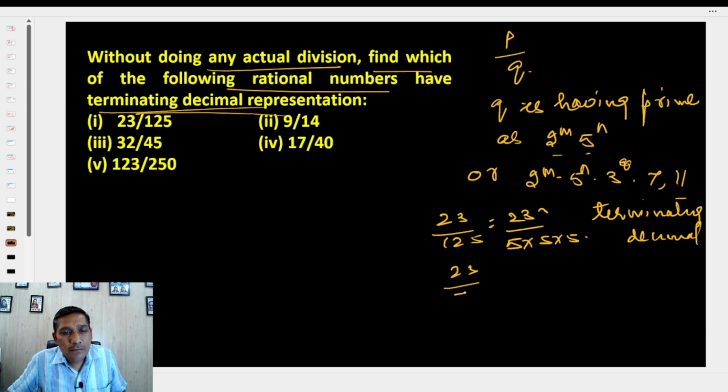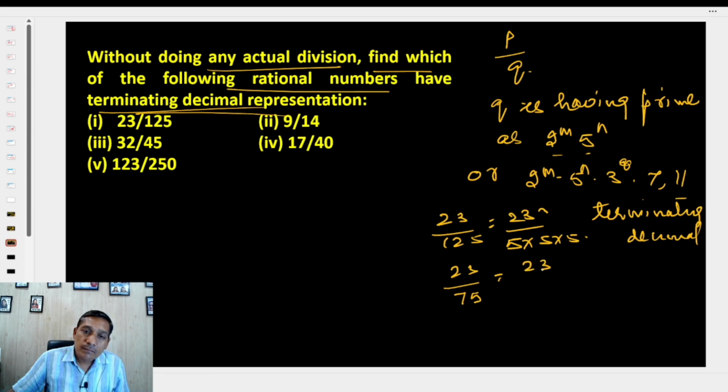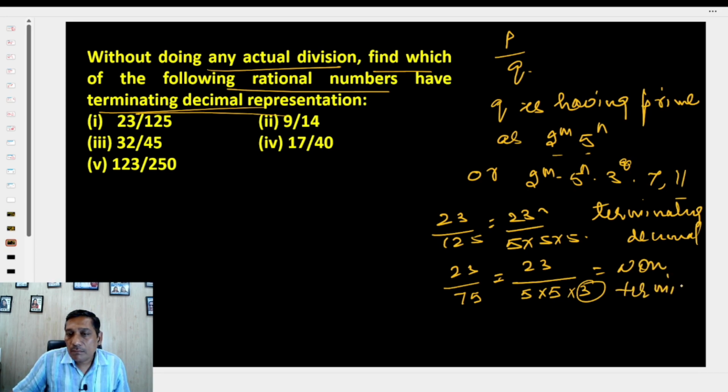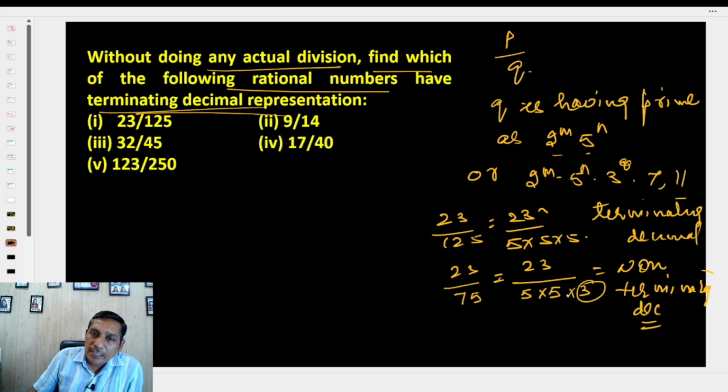Now suppose try करिए 23 upon 75. You got 3 as a factor in the denominator. It is a non-terminating decimal. So आपको क्या चेक करना है?